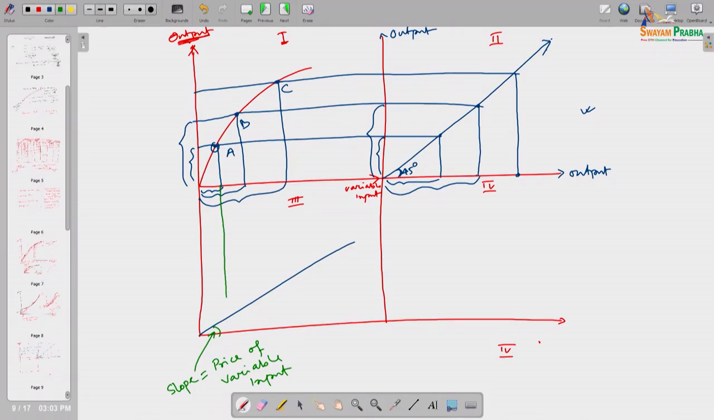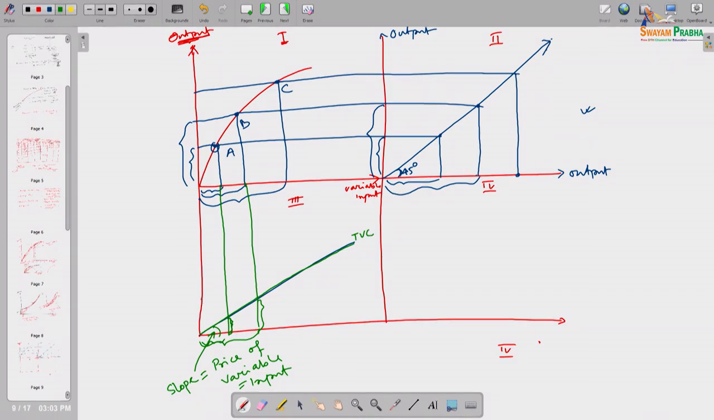So, definitely this much of variable input, its total variable cost will be this much, this vertical distance, because the slope of this line is basically the price of the variable input. This much of variable input's total variable cost is this much, because the slope is constant, that is why we are taking a ray through the origin. So, this ray through the origin, we can call the total variable cost line.